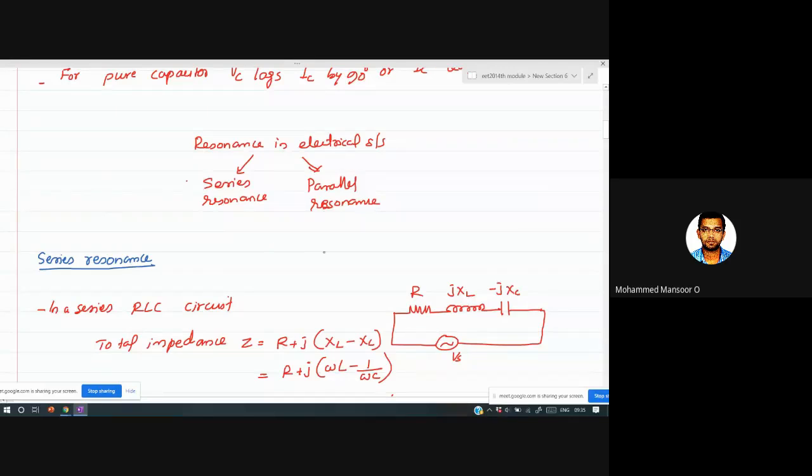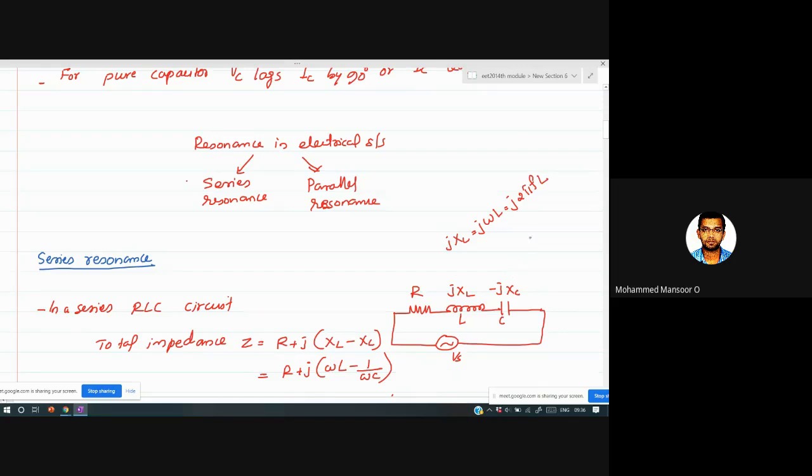Inductance, clear. This is actually inductance. This is L and this is C. So what is the relationship between XL and L? That we already discussed in the initial part. So jXL is equal to j omega L, which is equal to j 2 pi fL.